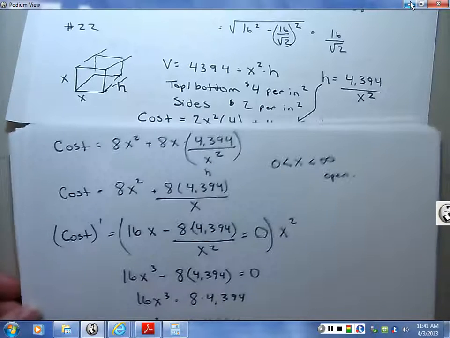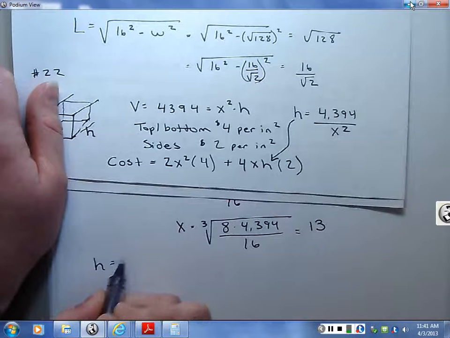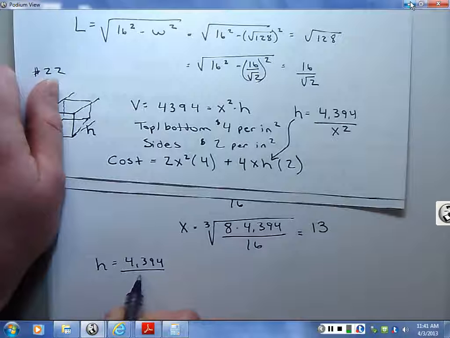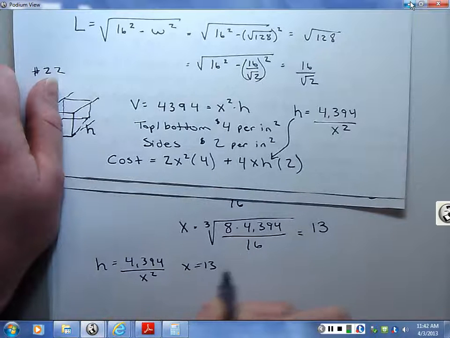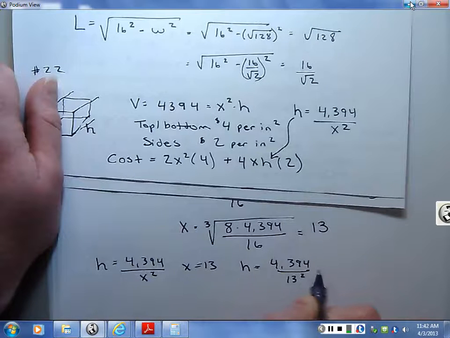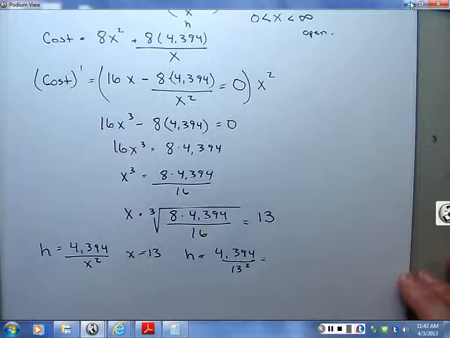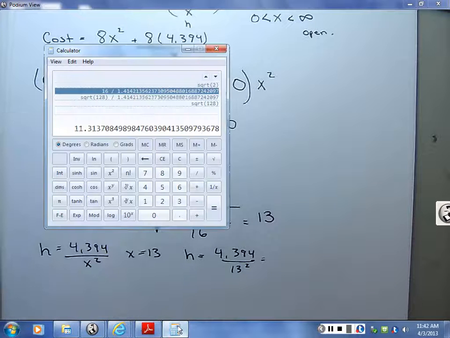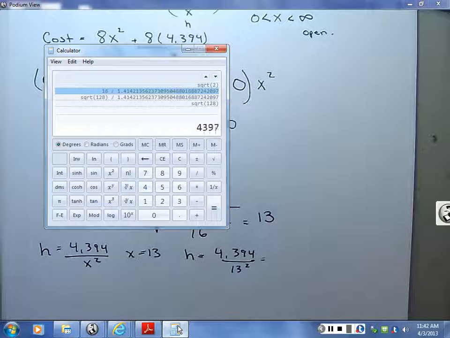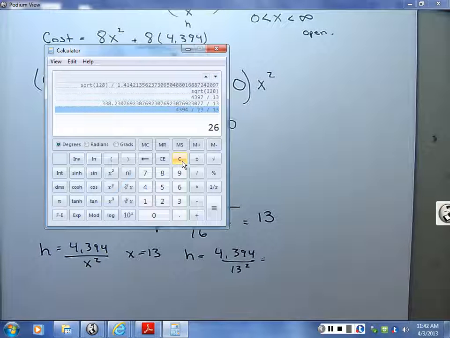Well, if I come back here, I already solved for a formula for h in terms of x. So I have h is 4,394 over x squared. X equals 13. So h would be 4,394 over 13 squared, which is what? 4,394 divided by 13 squared, 26.